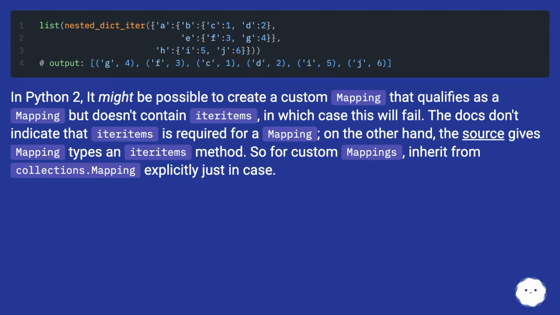In Python 2, it might be possible to create a custom mapping that qualifies as a mapping, but doesn't contain iteritems, in which case this will fail. The docs don't indicate that iteritems is required for a mapping. On the other hand, the source gives mapping types an iteritems method, so for custom mappings, inherit from collections.Mapping explicitly just in case.